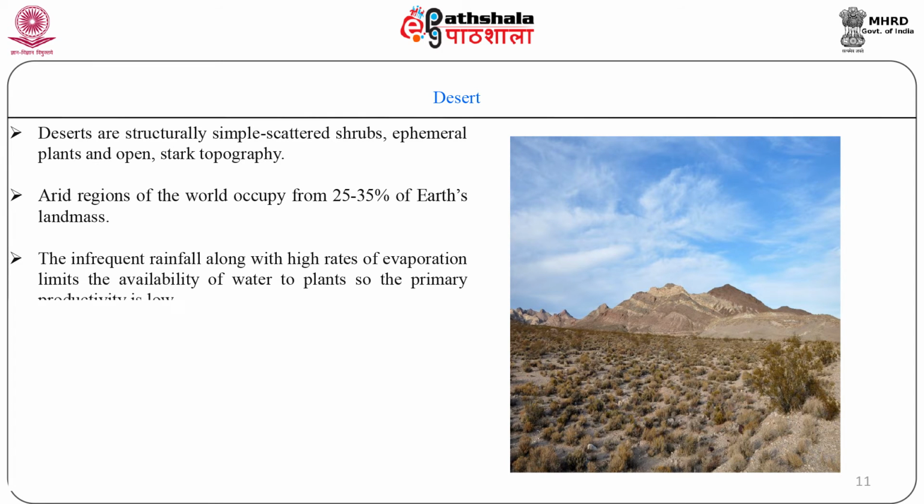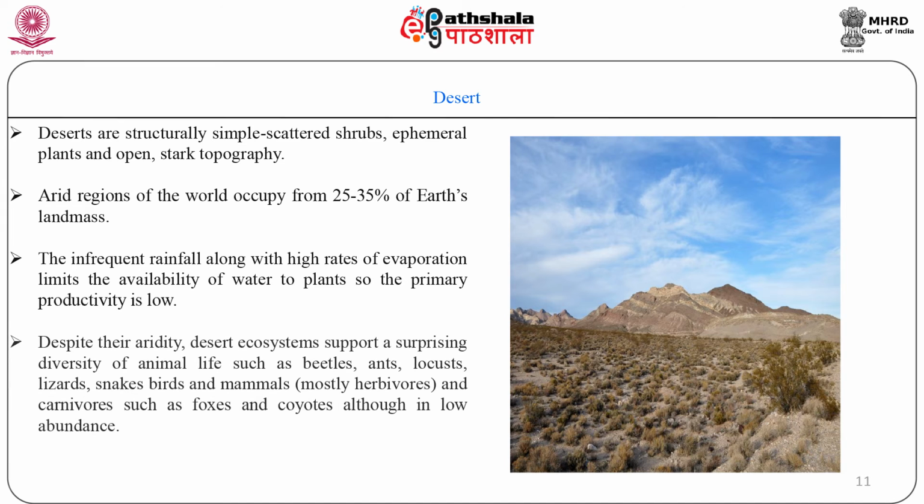The infrequent rainfall along with high rates of evaporation limits the availability of water to plants so that the primary productivity is low. About the animal life, despite their aridity, desert ecosystems support a surprising diversity of animal life such as beetles, ants, locusts, lizards, snakes, birds and mammals, and carnivores such as foxes and coyotes, although in low abundance. Most desert animals use behavior to avoid environmental extremes.